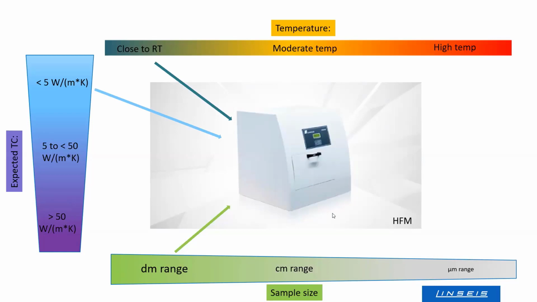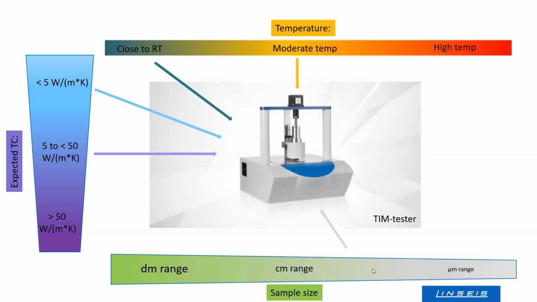And the heat flow meter is dedicated to performing measurements on insulating materials close to room temperature and on very big samples of more than 10 centimeter sample dimension. The TIM tester has a broader temperature range, goes to moderate temperature, goes to the middle thermal conductivity range, and needs samples in the centimeter to sub-centimeter range.